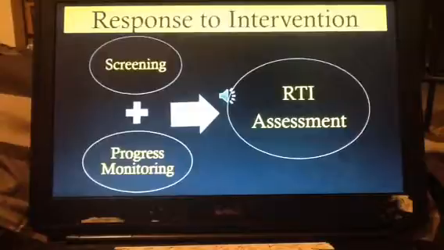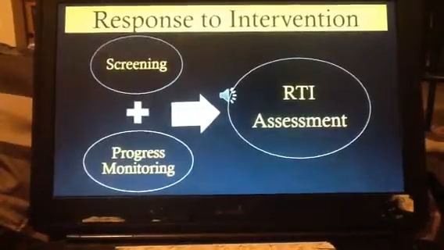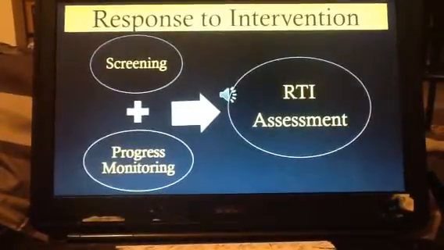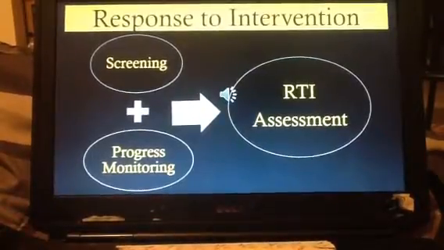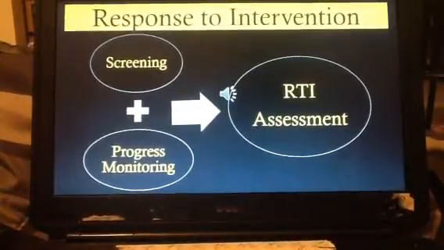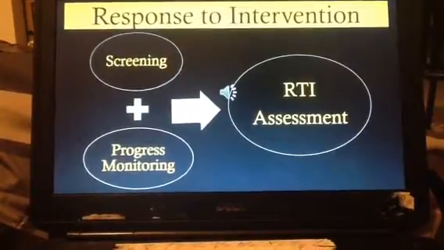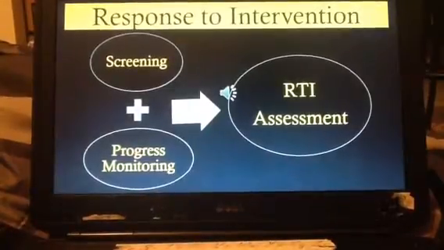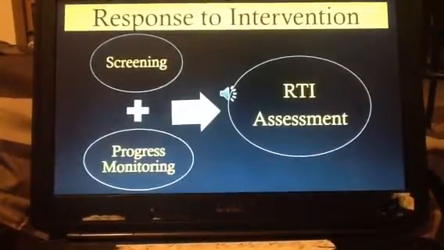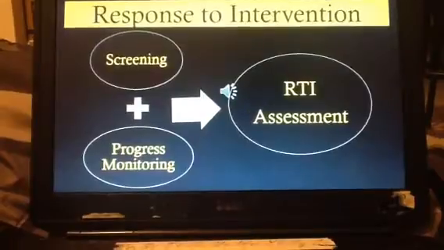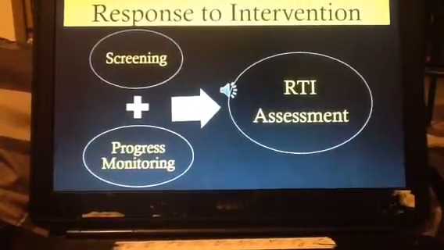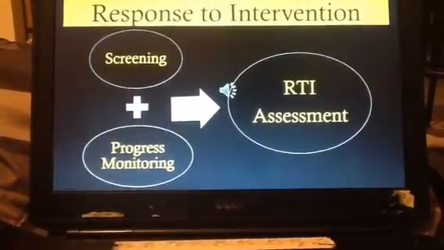Progress monitoring occurs at all tiers of the RTI model, and it provides detailed information about current student performance and growth. We also use curriculum-based measurement in elementary schools. Once the students are screened, they are able to be placed in the RTI tiers, and then we have to progress monitor to make sure that it's effective.